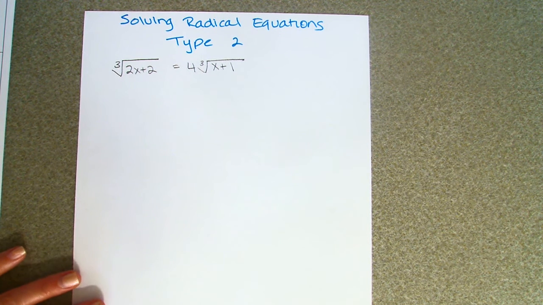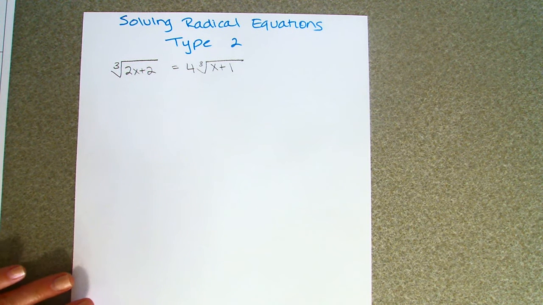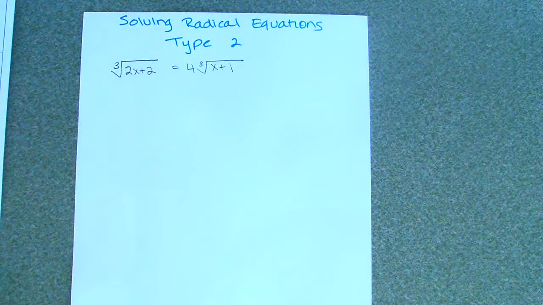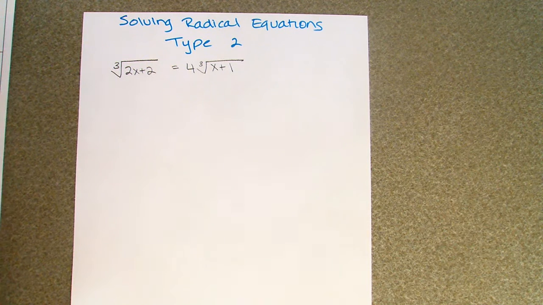The first thing you need to do is make sure your radicals are on different sides of the equal sign. This one is already like that. You might see some problems that are different and you'll need to move them. We will talk about what those are going to look like when we get to them.